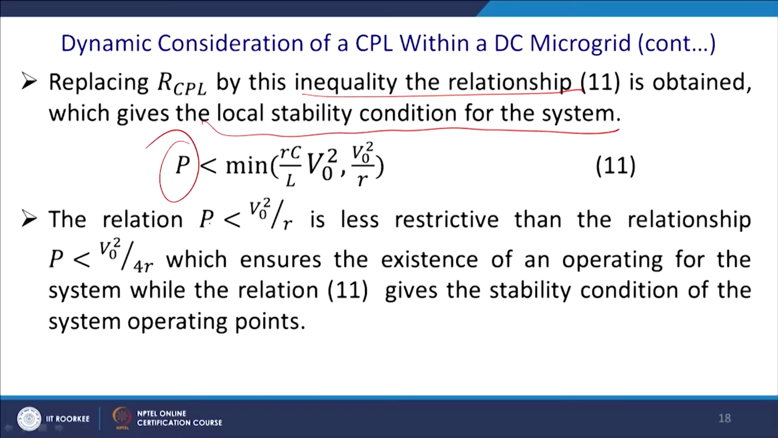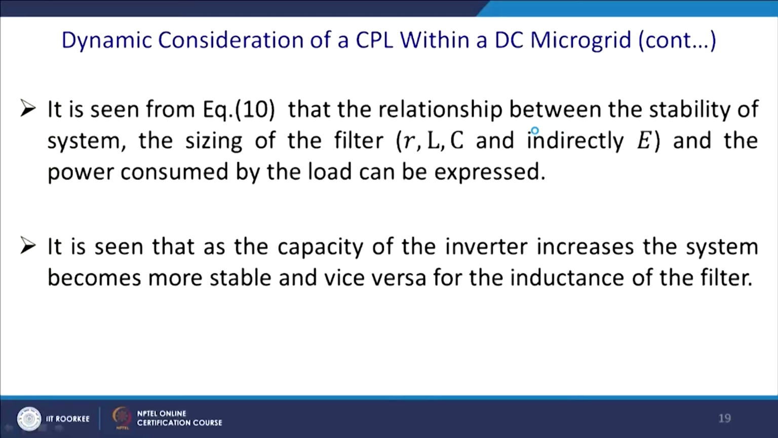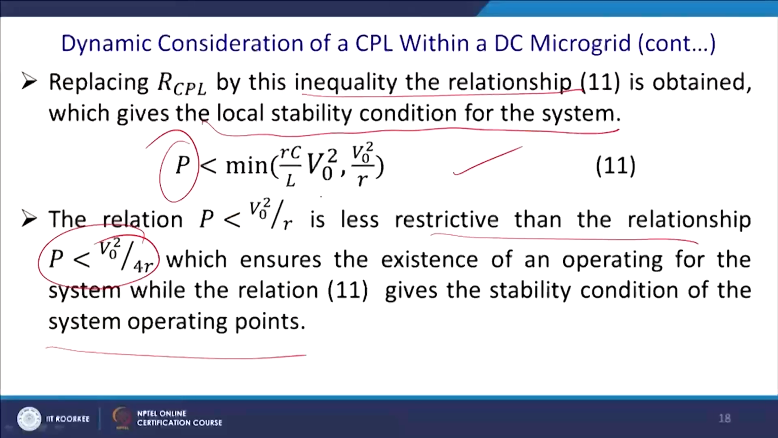The relation P is less than V square by R is less restrictive than the relationship that you got in case of the maximum power transfer theorem. Please remember that your power should be less than V square by 4R, which ensures the existence of an operating point of the system, while relation 11 gives the stability conditions of the operating point. This is the stability condition of the operating point. So, you have to operate within this region. While going through this analysis, we can say that equation 11 is quite important and required to be satisfied while you are designing the CPLs.